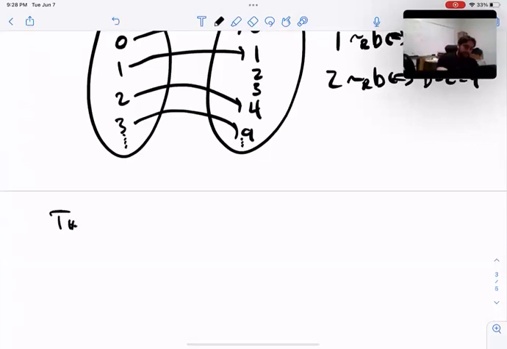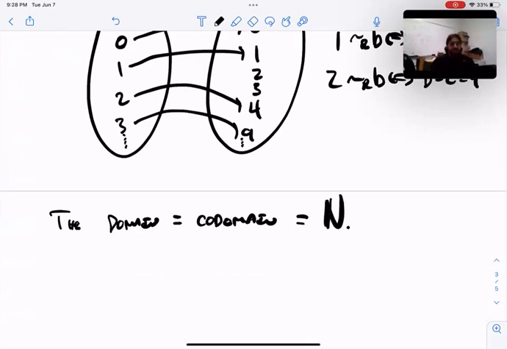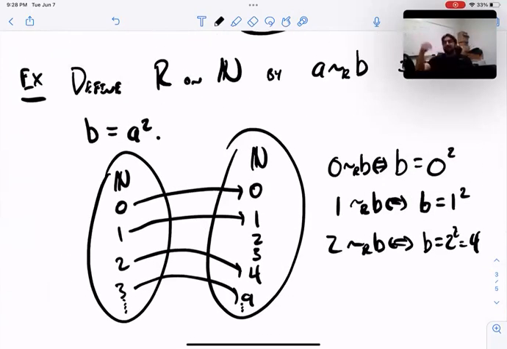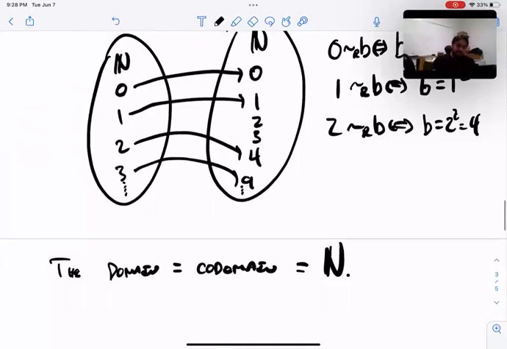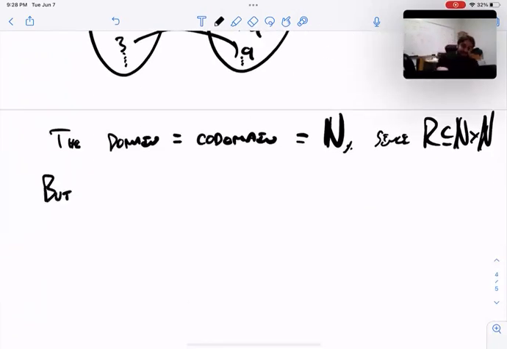the domain and codomain, those were both the natural numbers, because I said it was a relation on N, right? And when you say a relation on a set, you mean that you're pulling ordered pairs from that set across itself, right? So we knew, by definition, R was a subset of N cross N, right? But the range is not equal to N, right?